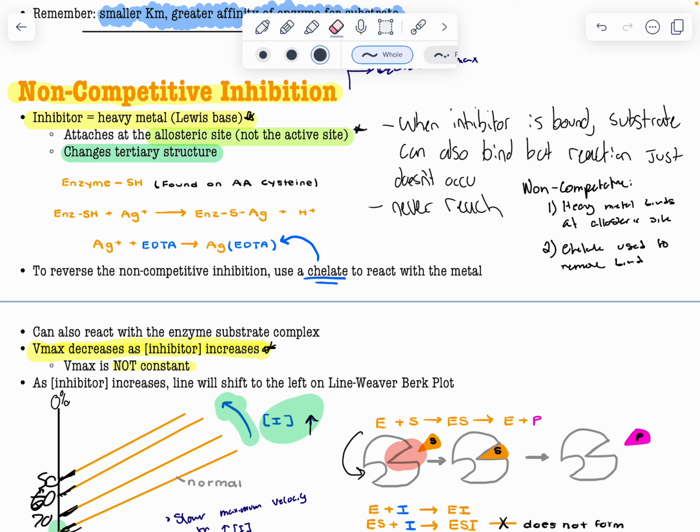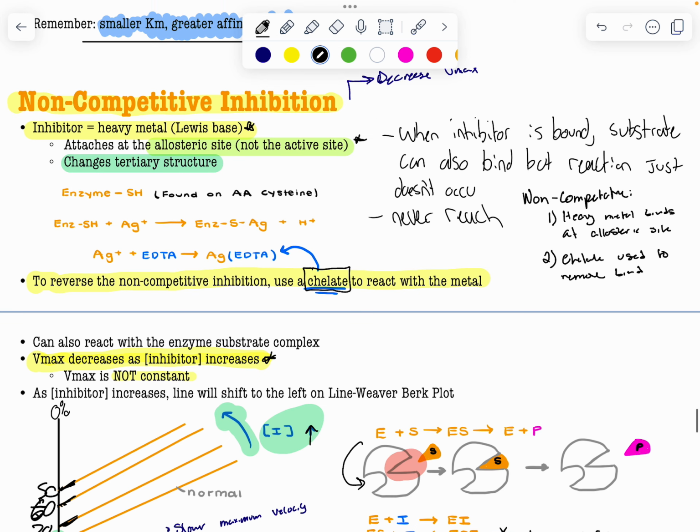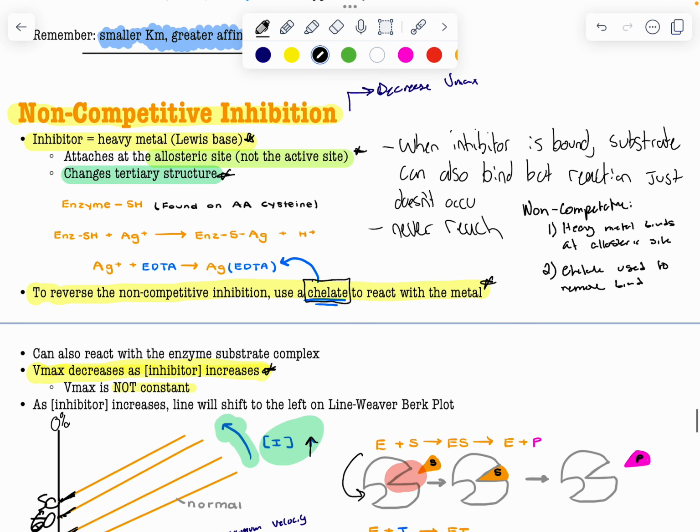But I forgot to tell you guys one thing. How do we reverse this? To reverse non-competitive inhibition, we use a chelate to react with the metal. Anytime you see non-competitive inhibition, I want you thinking of chelate right away. Chelate should be your spark word. Okay, let's talk about spark words. Chelate, to reverse non-competitive inhibition. A decreasing Vmax should be another spark word. And then allosteric site should be another spark word. Honestly, everything on here is spark words. Memorize all of these starred concepts right here, because these are going to be great differentiators, because he will ask you about the different types of inhibitions.